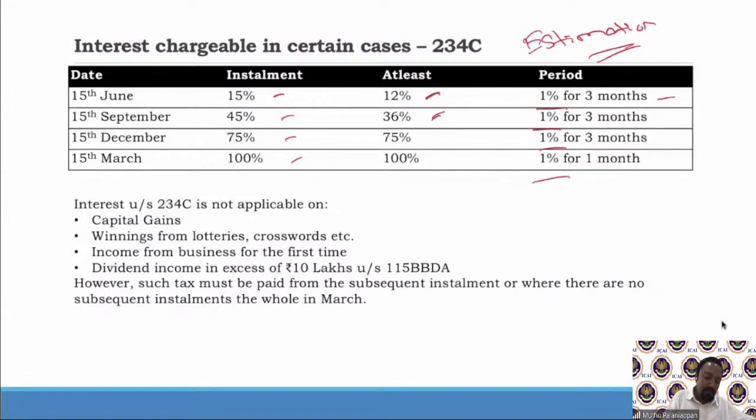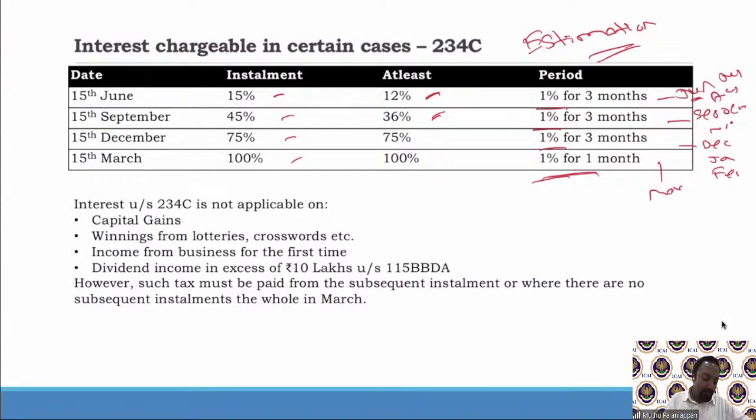This 3 months is typically June, July, August. This 3 months is September, October, November. This is December, January, February. This is March. Because in April and May, there is no due of advance tax. So your advance tax starts from June. June, July, August, 1% for 3 months. September, October, November, 1% for 3 months. December, January, February, 1% for 3 months. Finally, 1% in March. So that is how the interest is calculated.